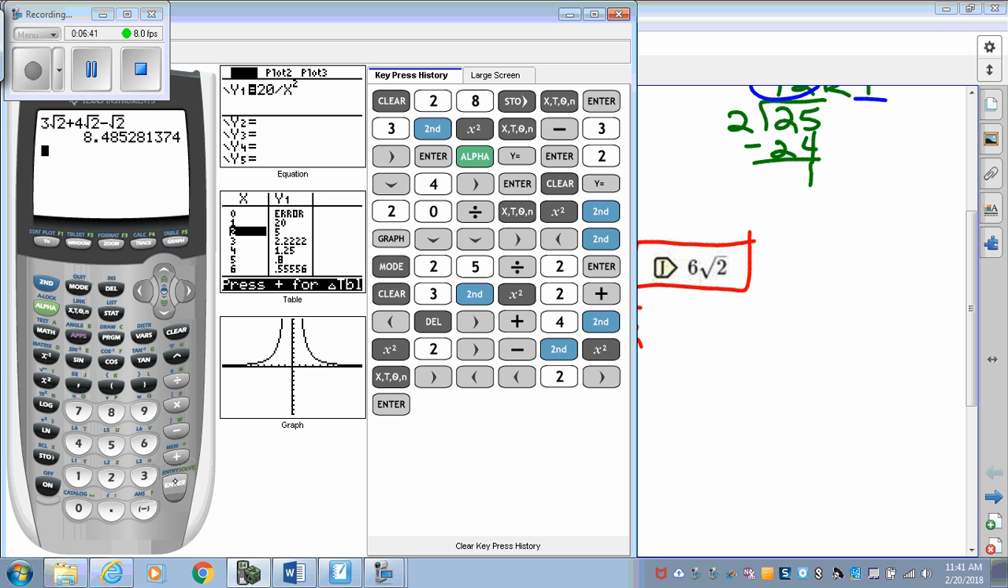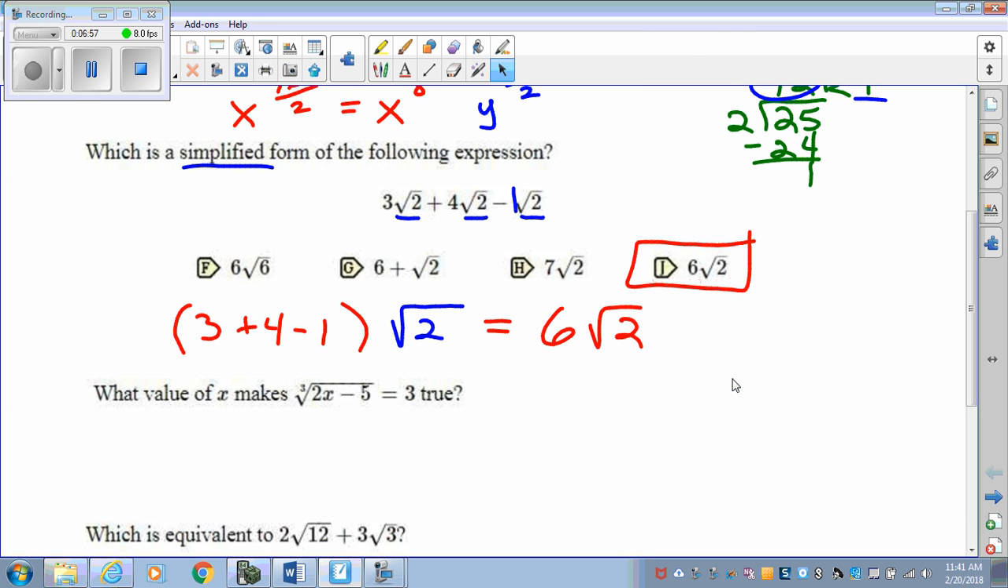Okay, and I'll hit enter, so that is a decimal. And then now I'm going to type in 6 radical 2, which is what I think it's equal to, 6 times the square root of 2. And they are the same. So I know that I didn't make a mistake. It's easy to make a careless mistake, so it's good to check.